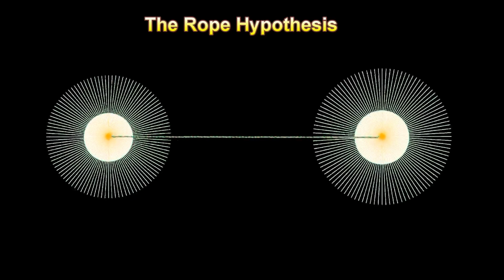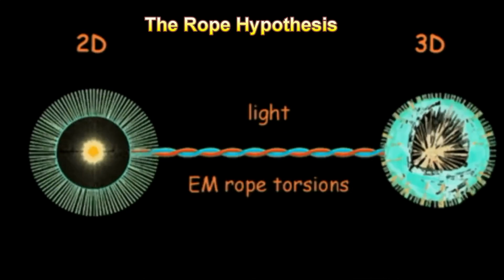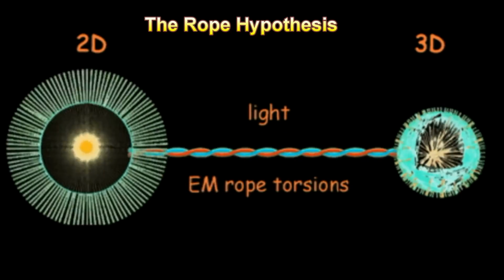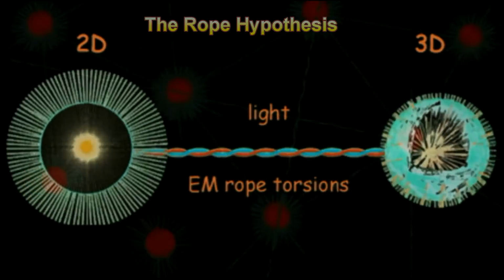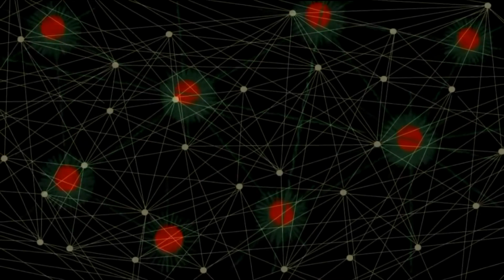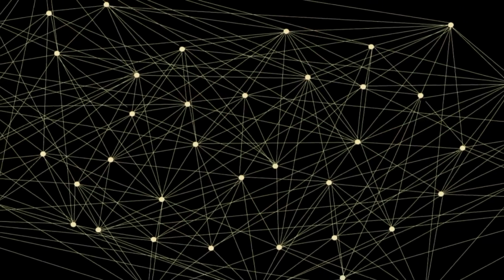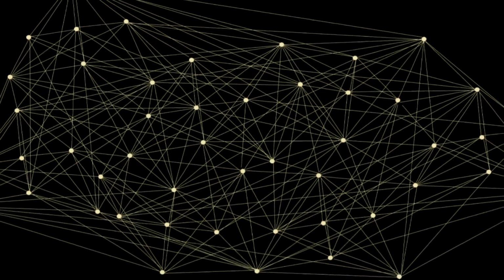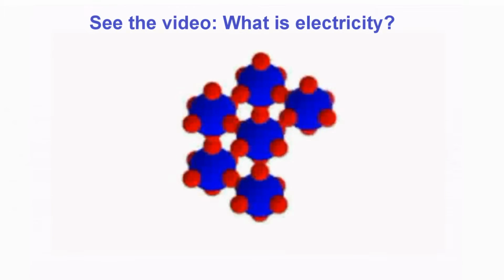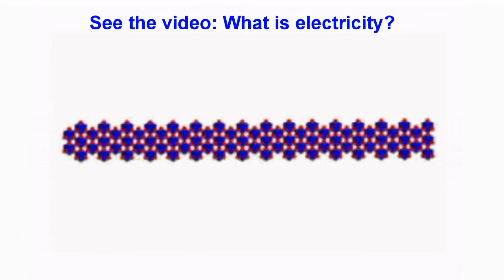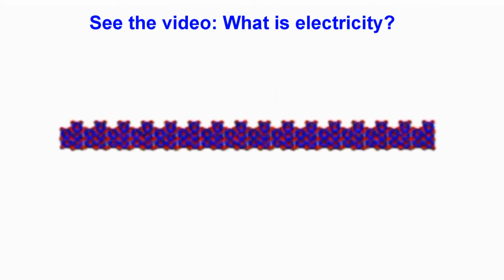The rope hypothesis proposes that any two atoms are bound by an entity that resembles a rope, a twined pair of threads. All atoms in existence are physically connected. Under this model, electricity consists of a string of atoms that have merged to form a serpentine. This serpentine spins in place.